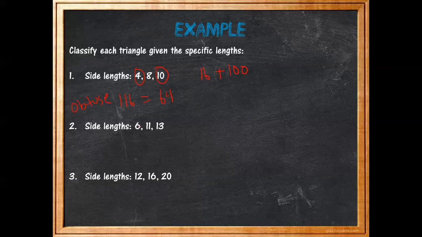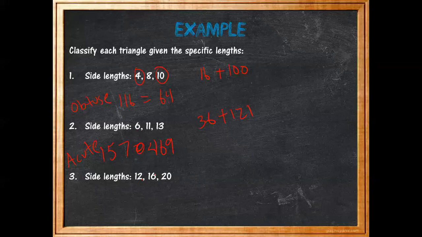For this one, we're going to take 6 and 11. 6 times 6 is 36. 11 times 11 is 121. And then we're going to add those together. So 121 plus 36 is 157. 13 times 13 is 169. So it's less than. That means this is an acute triangle.